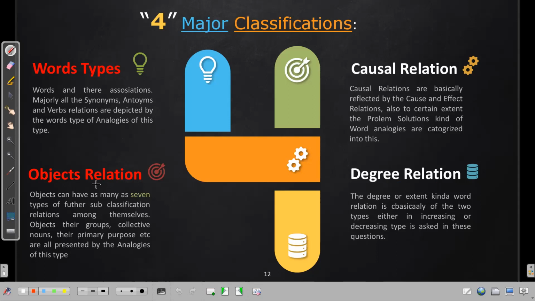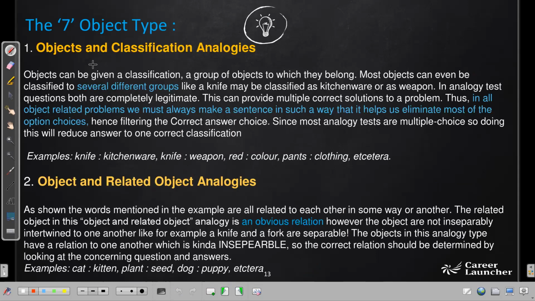Now these are the very conflicting or confusing ones, so let's understand them in detail. What are the 7 types of object classifications? Number 1, objects in classification analogies. They can be given a classification of the group of objects to which they belong. Most objects can be classified into several kinds of groups. For example, a knife may be classified as kitchenware or as a weapon. However, when you're confused about where to put it, try to go for the primary purpose or main reflection of it, or what the usage is the majority of the time.